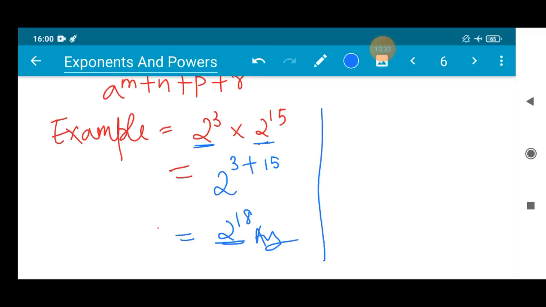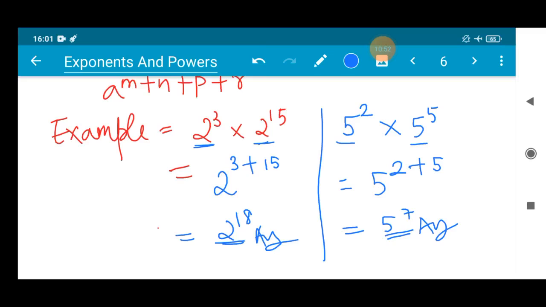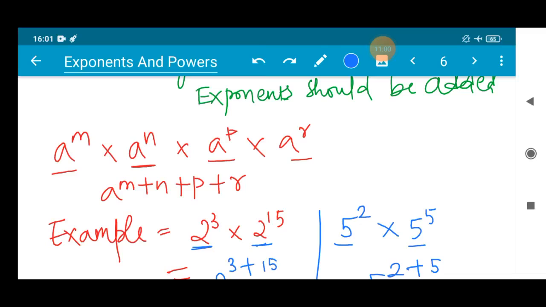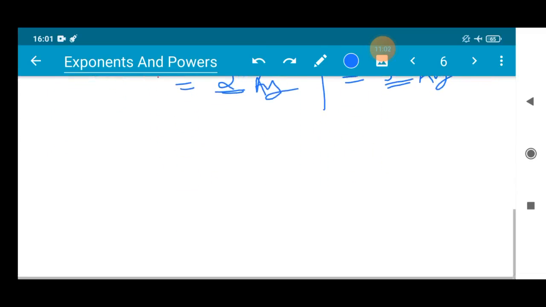You'll see many varieties of examples. Suppose, say, 2 to the power 6. Suppose you have 5 to the power 2 and 5 to the power 5. In such cases also you have the same base, 5. The exponents should be added. 5, 2 plus 5 is 7. So the value is 5 to the power 7. So this is called the exponential form. This is the way of representing using the rule of exponential powers.